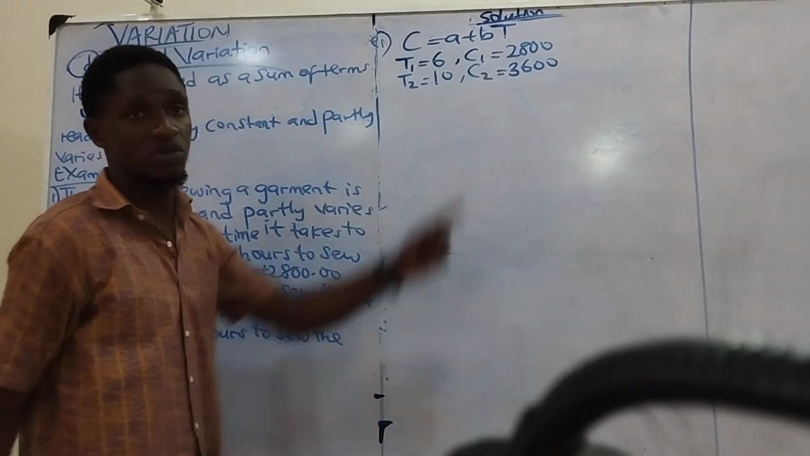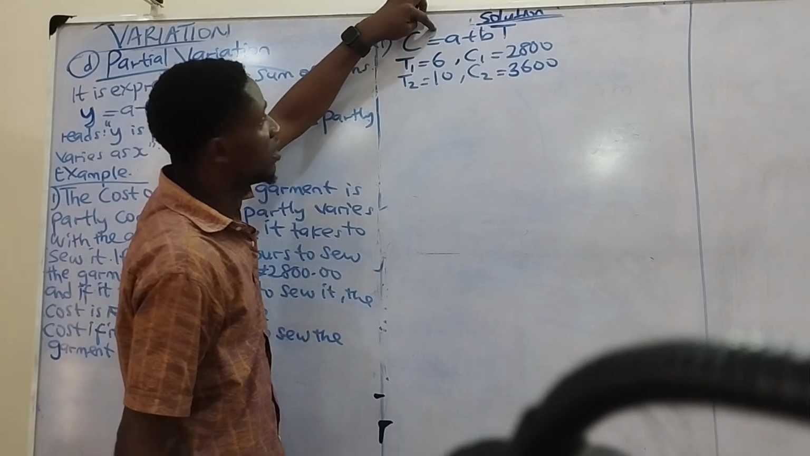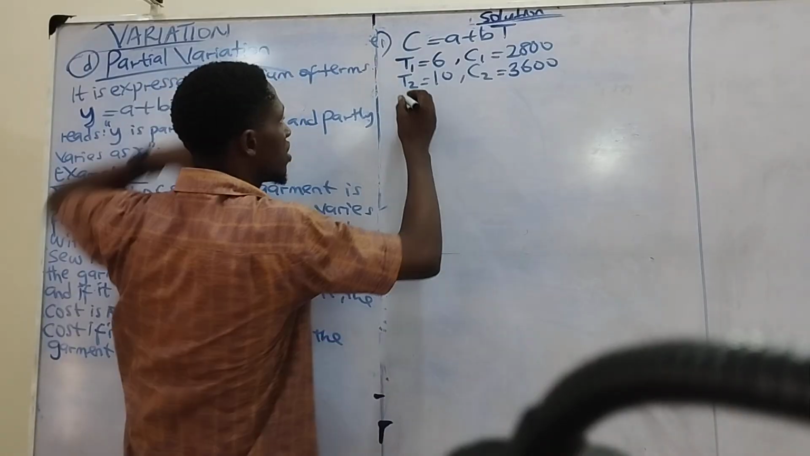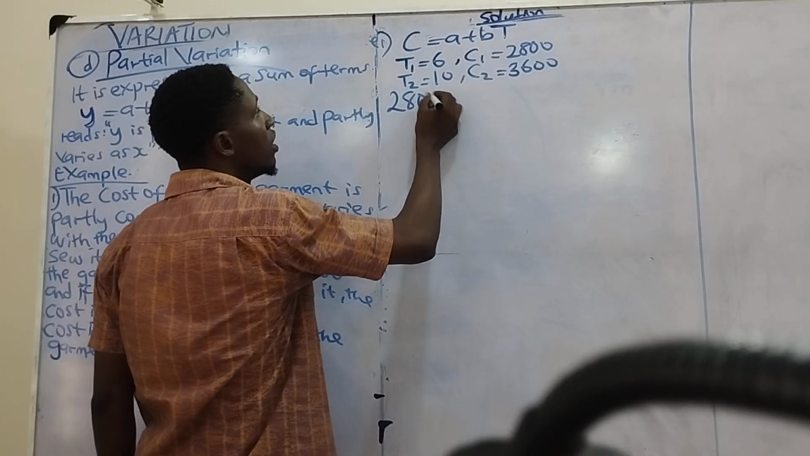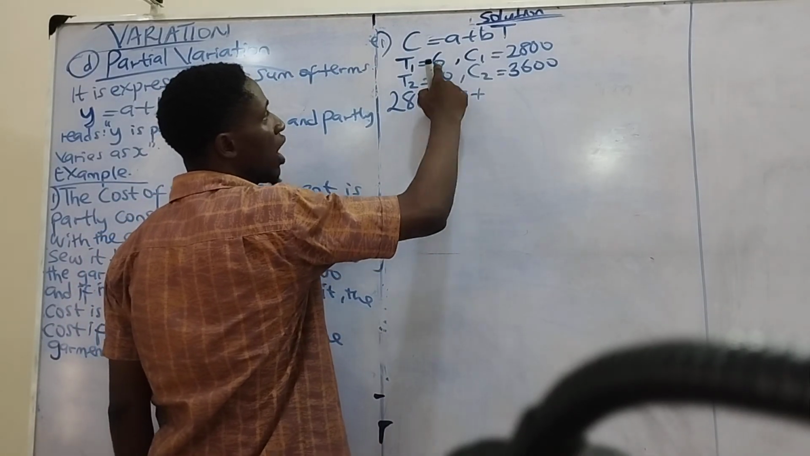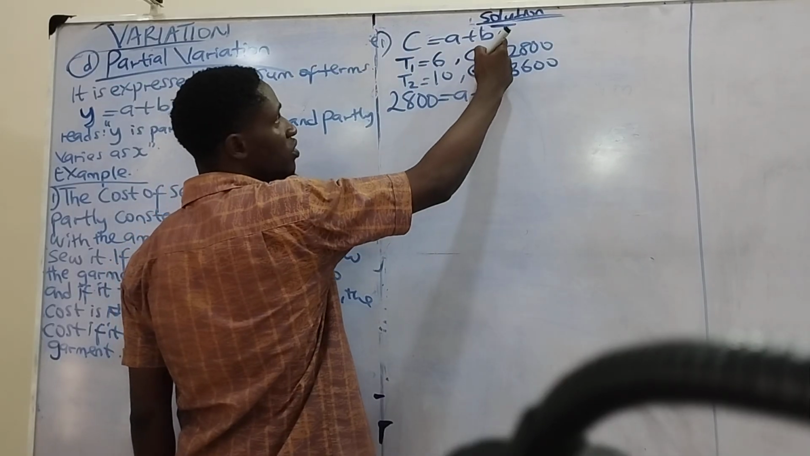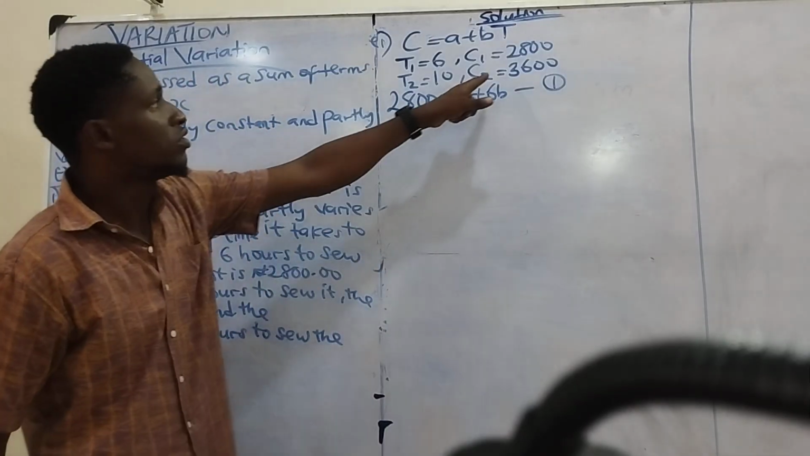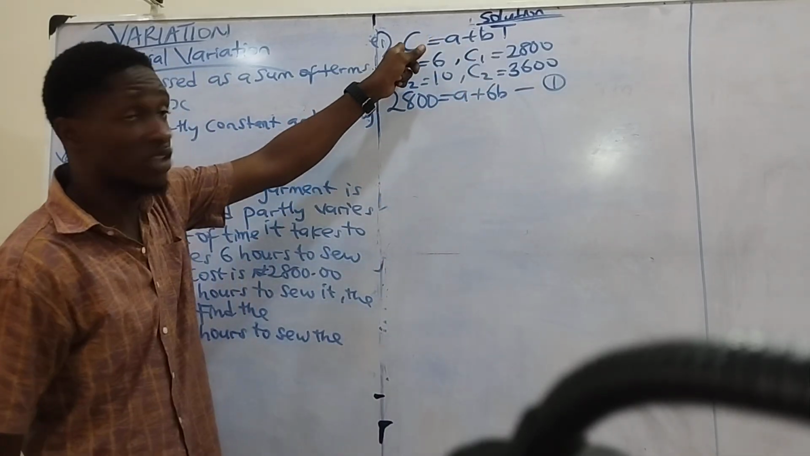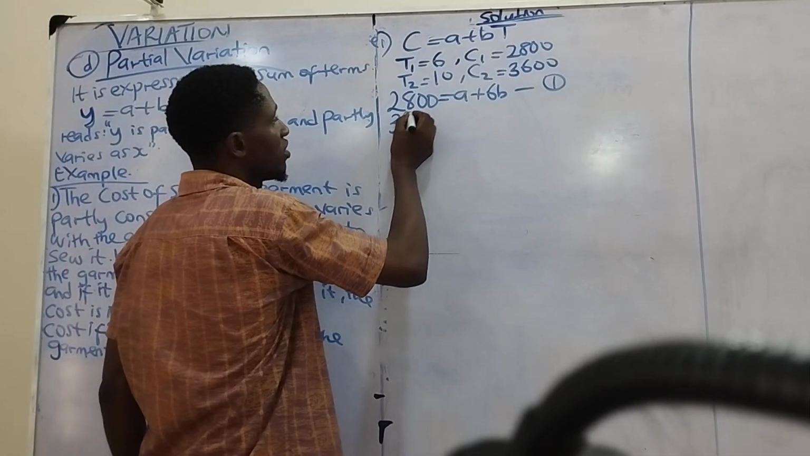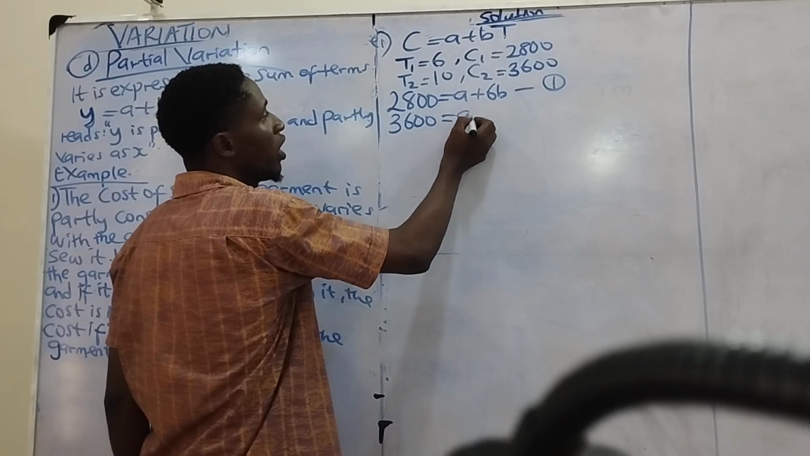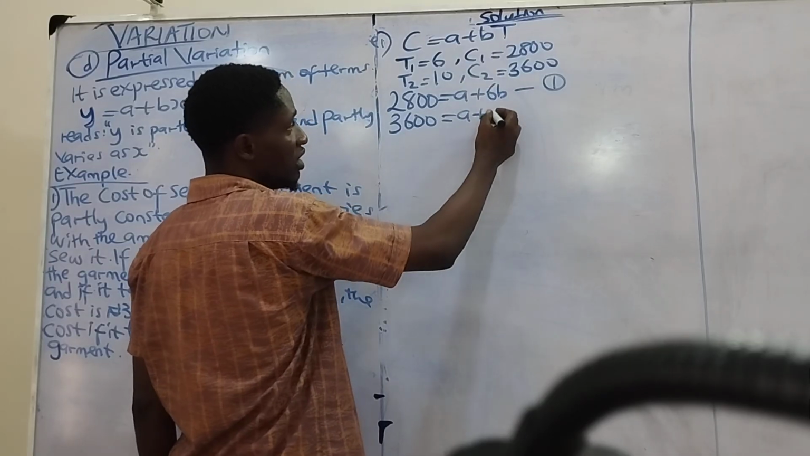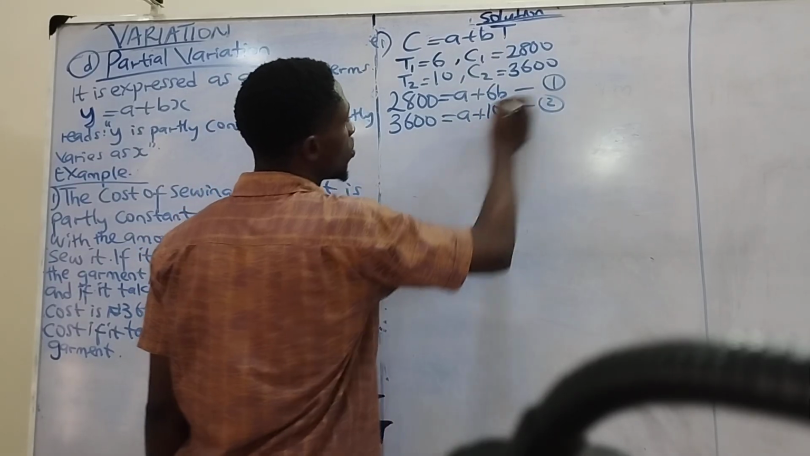So we are going to use this to solve. This is the formula we are using. So let's deal with C1. C1 is 2,800 is equal to A plus our T1 is 6. So 6 times B is 6B, equation 1. C2 is 3,600. Still using this formula, 3,600 is equal to A plus T2 is 10. 10 times B is 10B, equation 2.